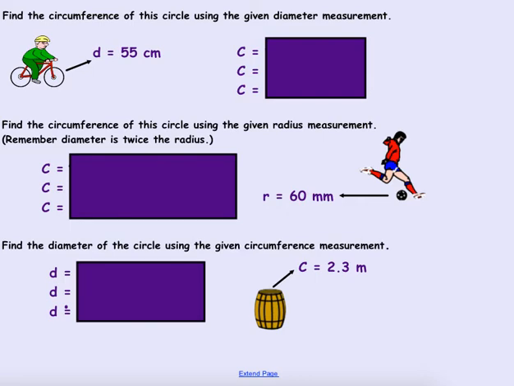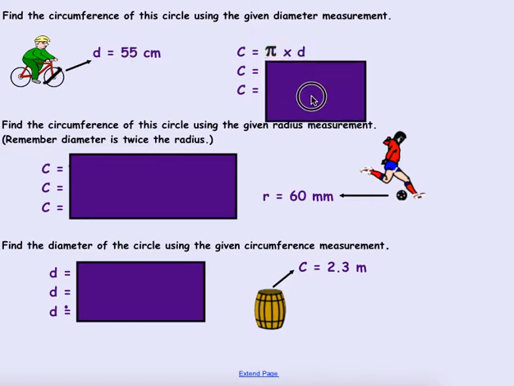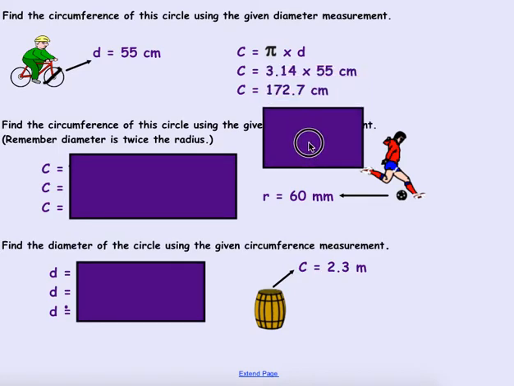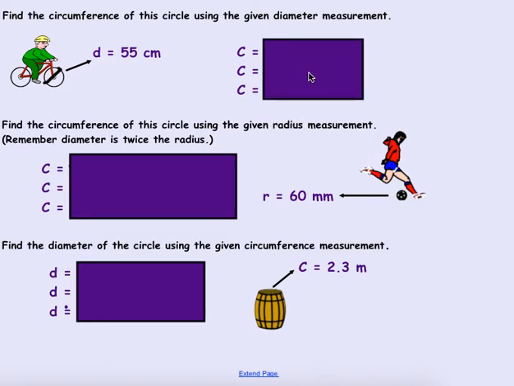All right, let's try a couple examples. Find the circumference of the circle using the given diameter measurement. In the first one, the diameter of that bicycle tire is 55 centimeters. That means from outside edge all the way through the center to the other side is 55 centimeters, meaning we need to do my diameter times pi. So I do 3.14 times 55 and get 172.7 centimeters.